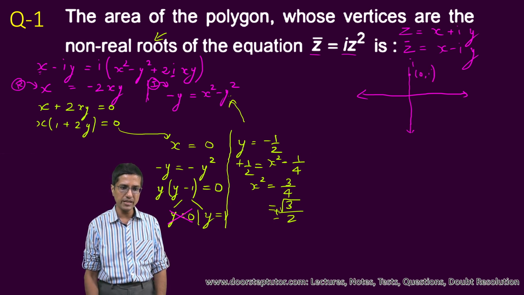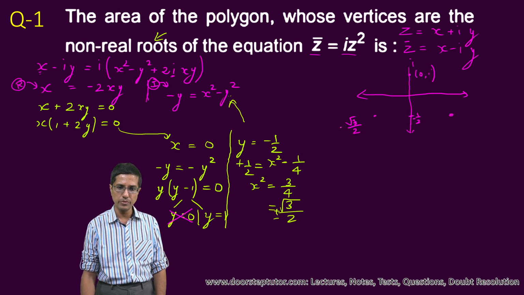And what about the second point? In the second point, y is minus half. So y is minus half right here. So this is minus half. And the value of x is plus and minus root 3 by 2. So 1 on this side and 1 on this side. And this is of course minus root 3 by 2 comma minus half. And on this side I will have plus root 3 by 2 comma minus half.